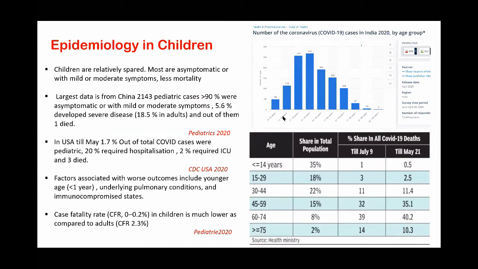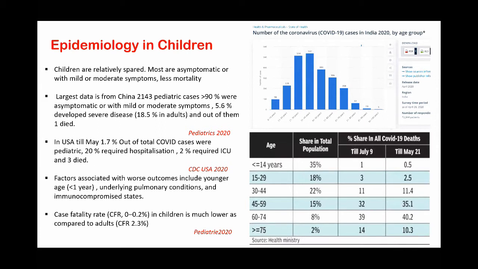Coming to children, this is the graph of India, and you can see the cases in pediatrics, which is 0 to 10 years and 11 to 20 years, is less as compared to adults. The good point in coronavirus is this is one of the pandemics where we have some good news, that the children are relatively spared, and most of them are asymptomatic or with mild or moderate symptoms, and they have less mortality. So far, we have data from China of 2143 pediatric patients, and they saw that more than 90% were asymptomatic or mildly symptomatic or with moderate symptoms, and very few, that is 5.6% of them, developed the severe disease. The USA also gave its data: 1.7% of the total cases were pediatric, and only 2% required hospitalization or ICU, and 3 of them died.